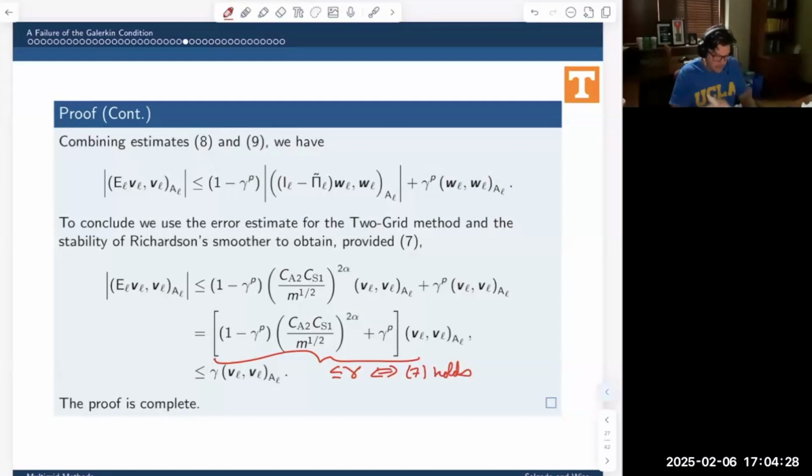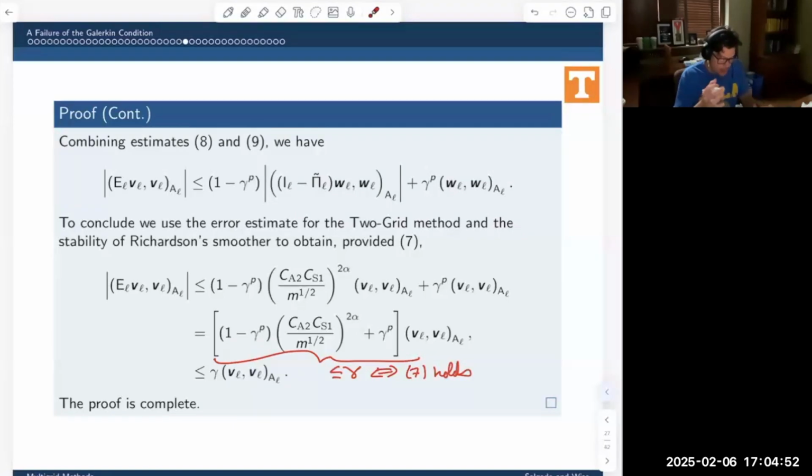Let me say that one more time. The sum of that number being less than gamma is true if and only if 7 holds. They go both ways. So if 7 holds, then this has to be less than gamma. Boom, I'm done. And that is the convergence proof for the W cycle.